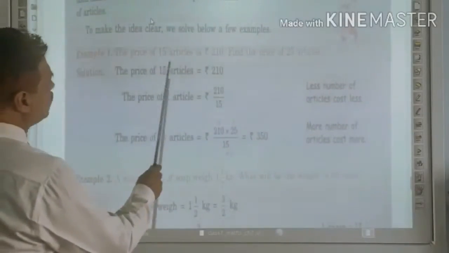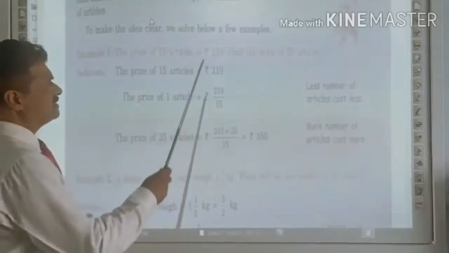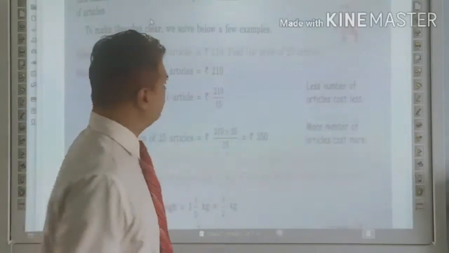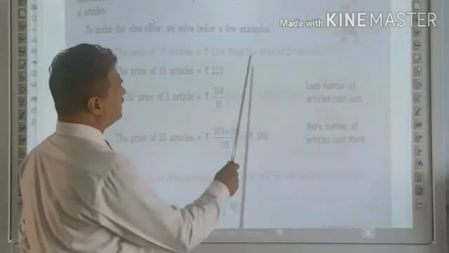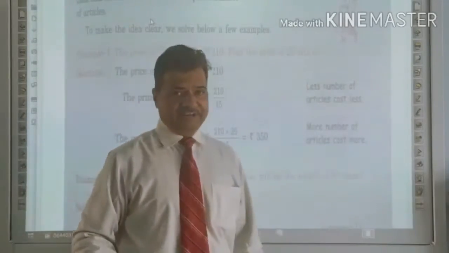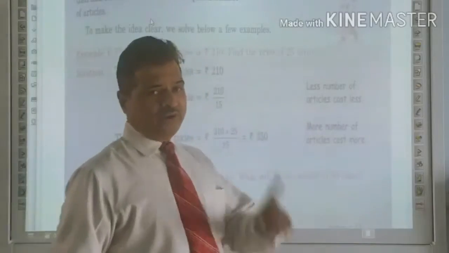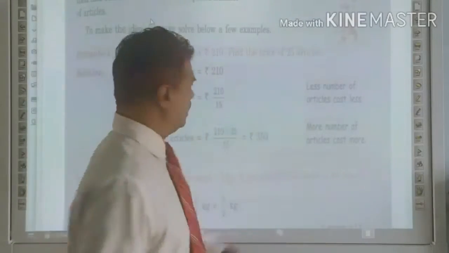The price of 15 articles is 210 rupees. Find the price of 25 articles. With the unitary rule, we want to find the value of 1 first of all.